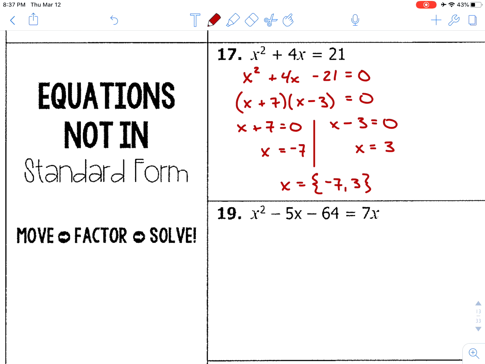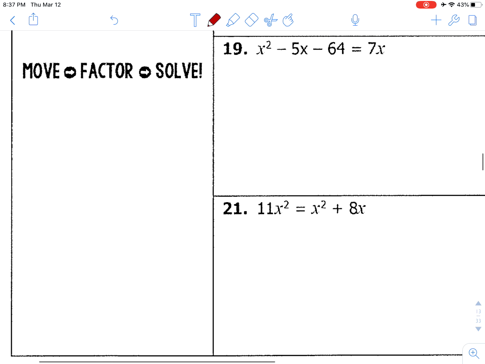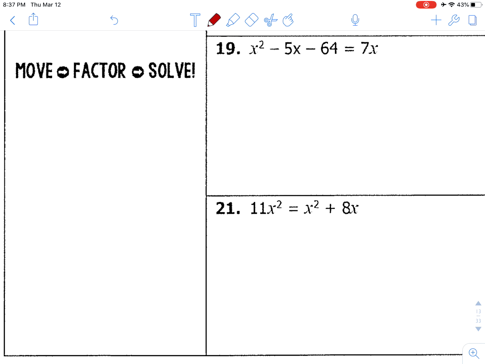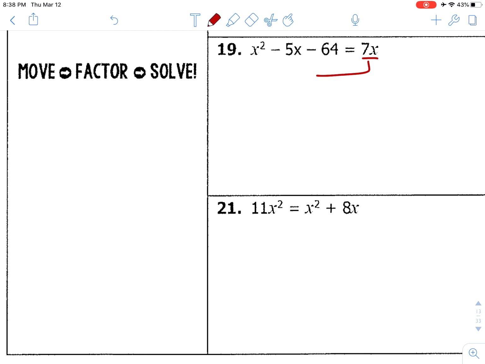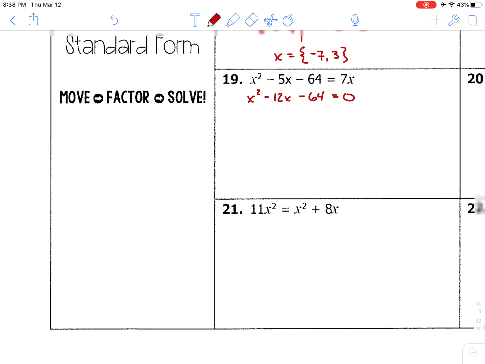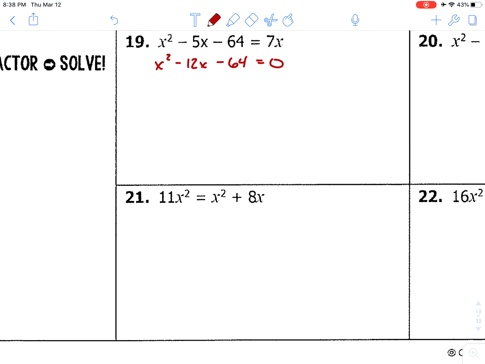Okay. I'm going to do the same or similar thing to number 19. With number 19, I've got x squared minus 5x minus 64 equals 7x. So again, I need this set equal to 0 before I do anything. So I need to subtract 7x on both sides to move it over here to the left. Okay. When I do that, negative 5x minus 7x, I'm going to end up with x squared minus 12x minus 64 equal to 0.